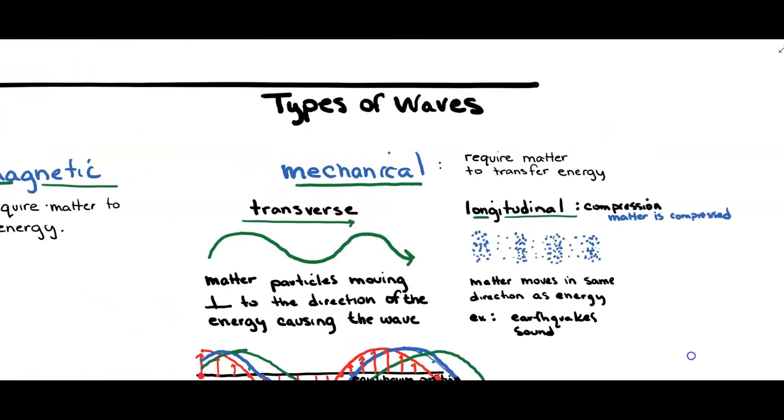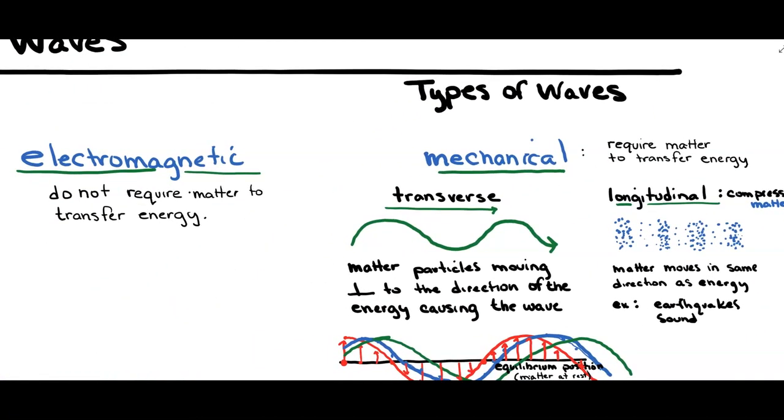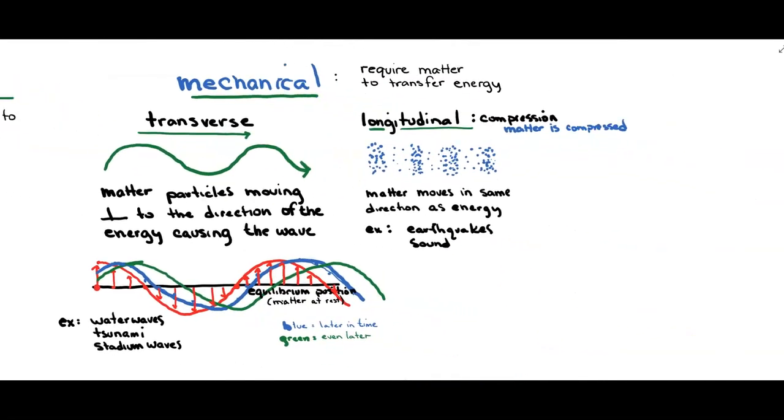There are two basic types of waves: electromagnetic, that does not require matter, and mechanical, that does require matter to transfer energy from one place to another. Mechanical waves may be transverse, where the particles of matter move perpendicular to the direction of the energy flow, and longitudinal waves, where the matter actually moves back and forth about a point as the energy flows in the same direction.